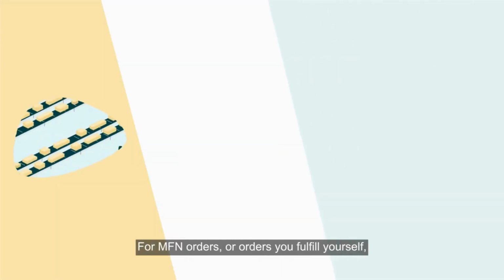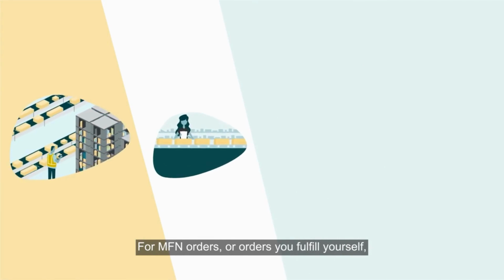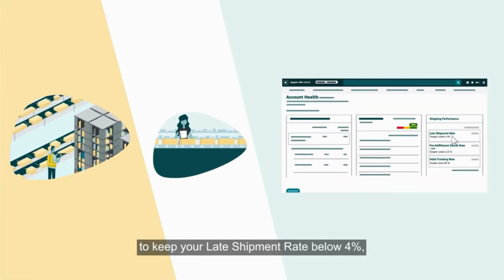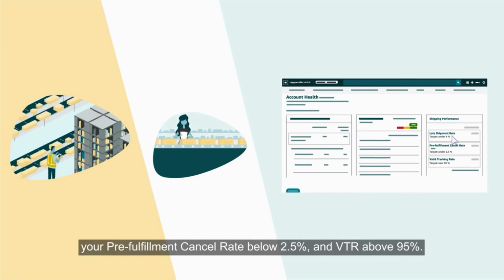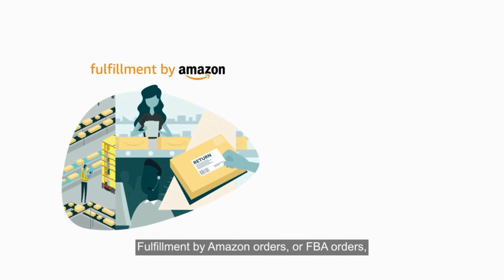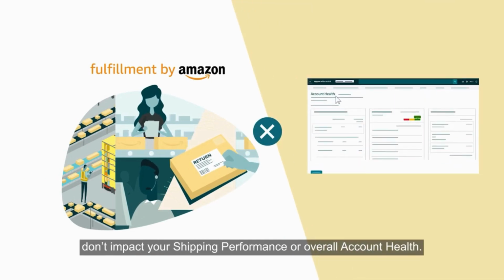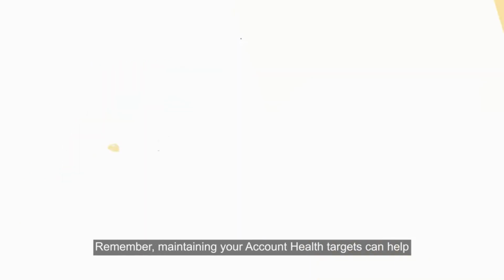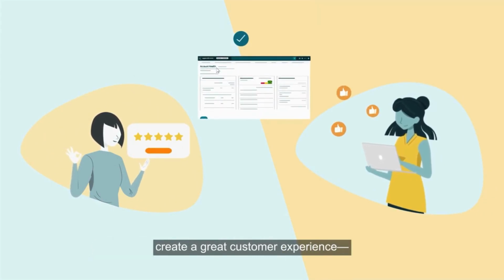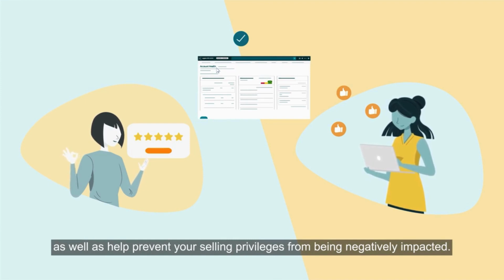For MFN orders or orders you fulfill yourself, your shipping performance targets should be to keep your late shipment rate below 4%, your pre-fulfillment cancel rate below 2.5%, and VTR above 95%. Fulfillment by Amazon orders or FBA orders don't impact your shipping performance or overall account health. Remember, maintaining your account health targets can help create a great customer experience, as well as help prevent your selling privileges from being negatively impacted.